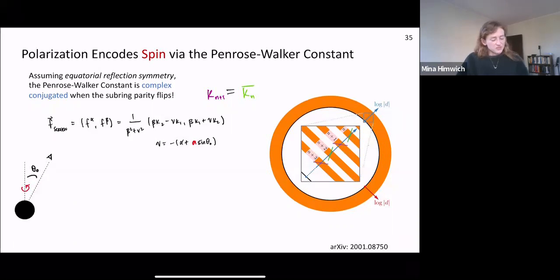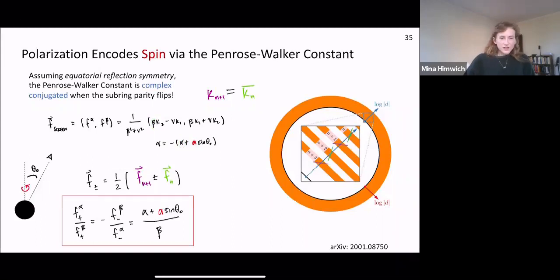Here, we can just recall the formula for the polarization on the screen, which is only a function, again, of alpha, beta, and the Penrose-Walker constant plus A times the sine of the observer angle. So if we know the position, alpha and beta, of the arrival of some photon corresponding to an nth subring, and we know its Penrose-Walker constant, this immediately lets us solve for the n+1 polarization, because it will have the same position and a complex conjugated Penrose-Walker constant. That means that if we compare the polarization in the n and the n+1 subrings, we can eliminate kappa and just solve for the black hole spin.